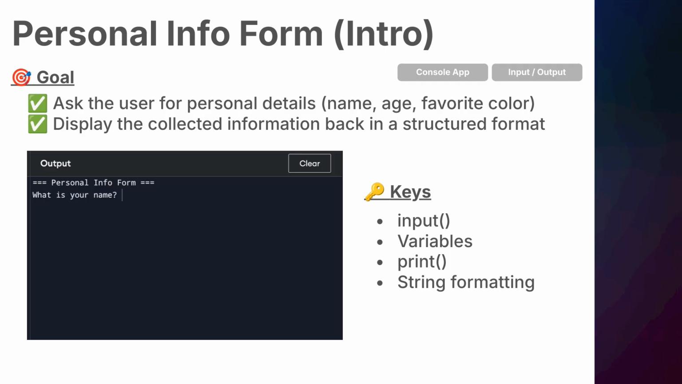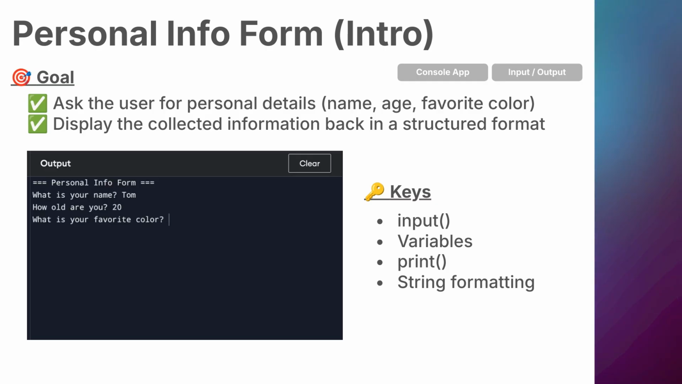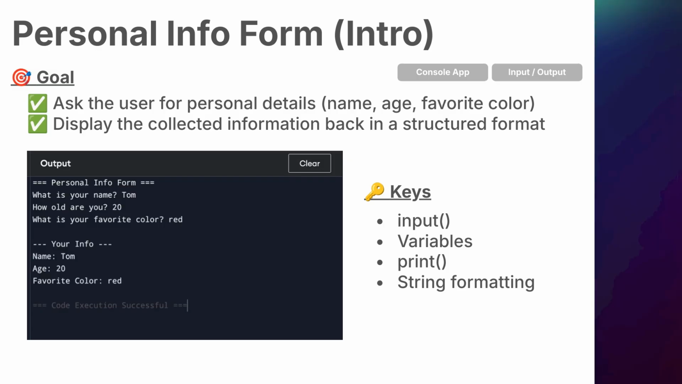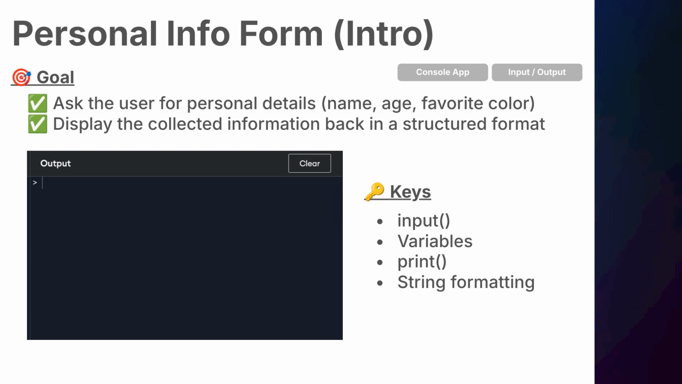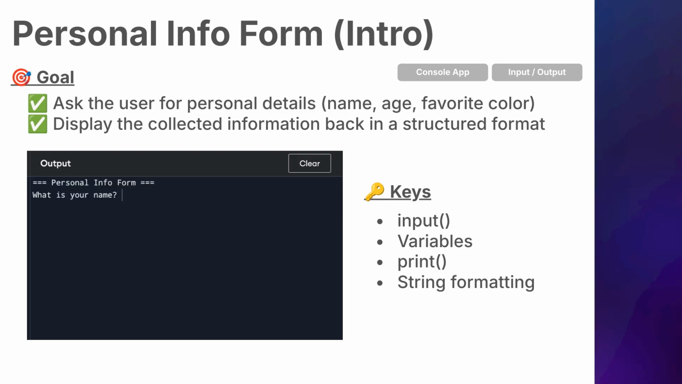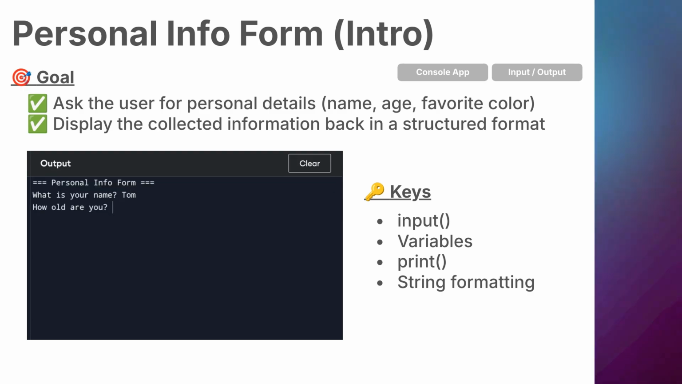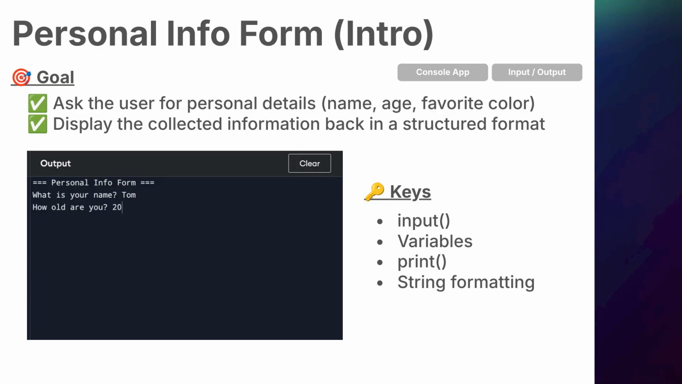In this project, we're going to build a simple personal info form. This program will ask the user for some basic personal details, specifically their name, age, and favorite color, and then display that information back in a clear, structured format. It's a great way to practice working with input and output in Python.